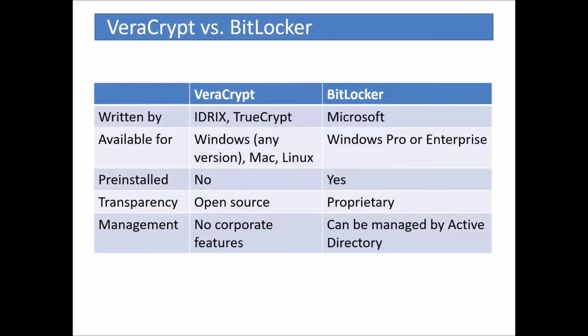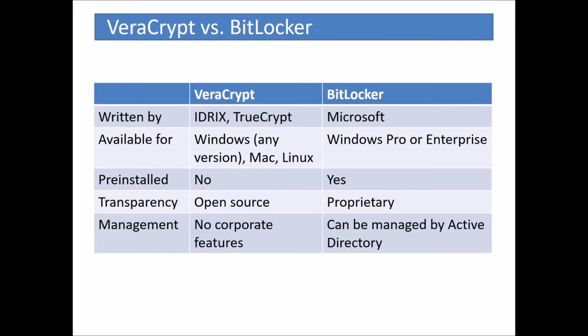BitLocker is only available for Windows Pro or Windows Enterprise. It is not available for Windows Home. So if you've got the home version of Windows, you're out of luck. But on the plus side, BitLocker is pre-installed on those versions of Windows. So all you have to do is turn it on. And a lot of manufacturers such as Dell, if you buy a Pro or Enterprise version of Windows on your laptop, they will turn it on for you. So you don't have to do anything.